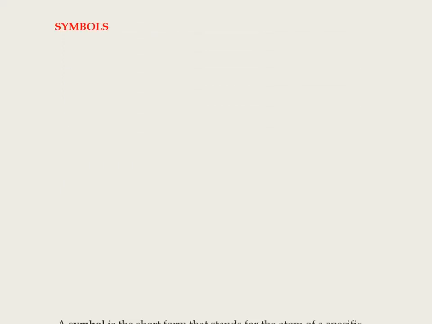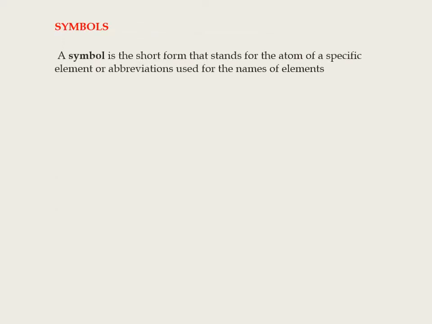Symbols. A symbol is a short form that stands for atom of a specific element or the abbreviation used for the name of an element. Each element is denoted by a symbol which is usually the first letter of its name in English or Latin written in capital. Example: sulfur, an element, is denoted by the symbol S.